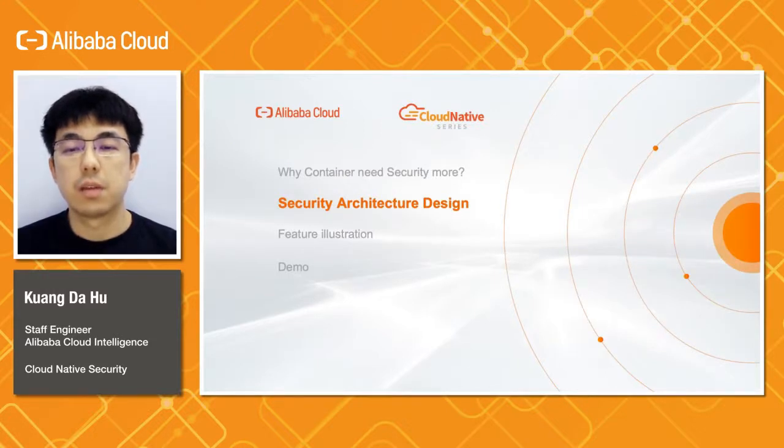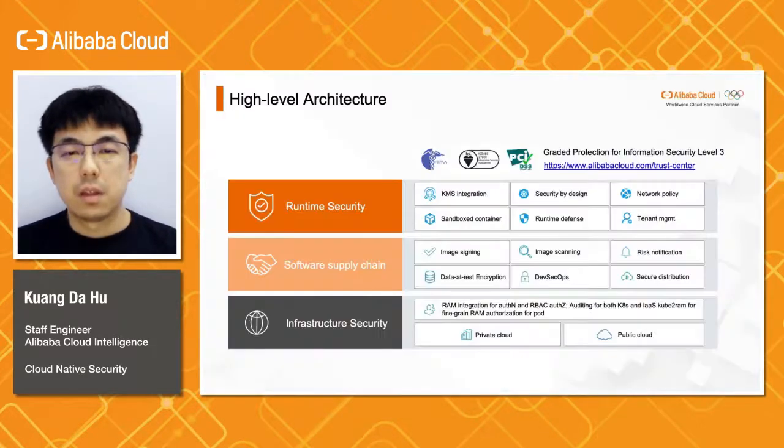So based on the huge challenge and the customer requirements, in this part, let me introduce our solution architecture design. Based on the huge challenge, we propose our high-level security architecture. In the basic infrastructure security layer, we have the solid security features provided from our private and public cloud platform.